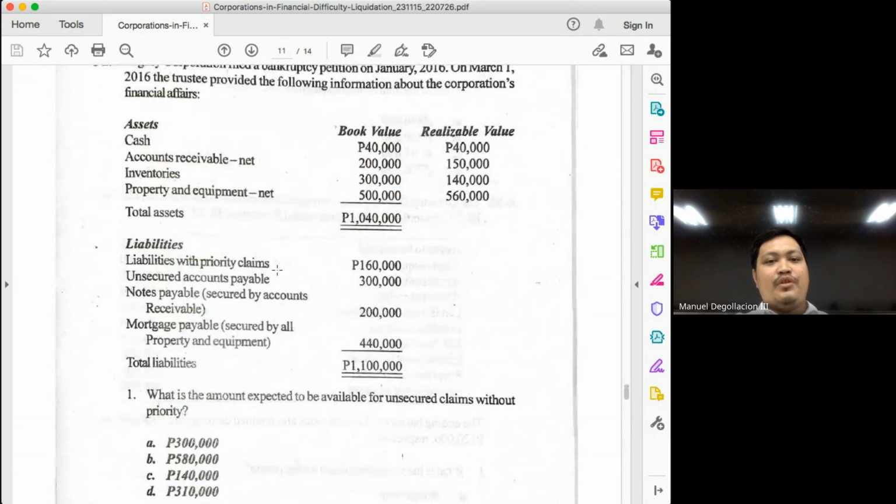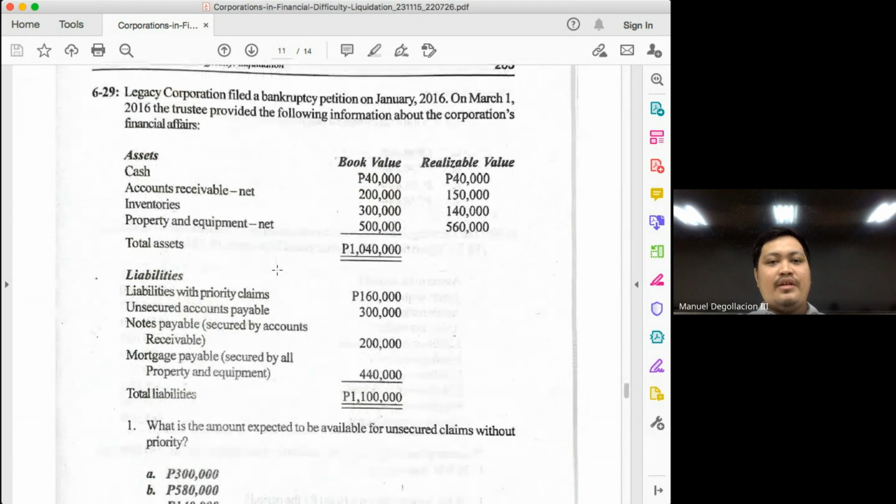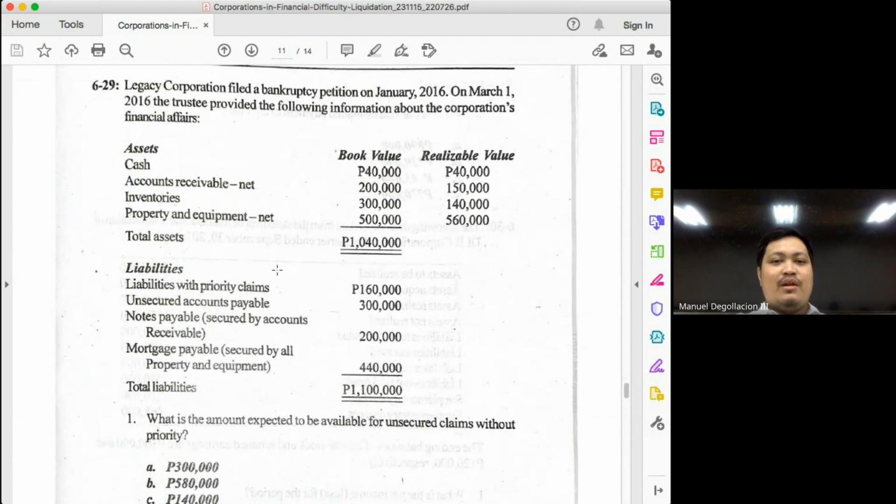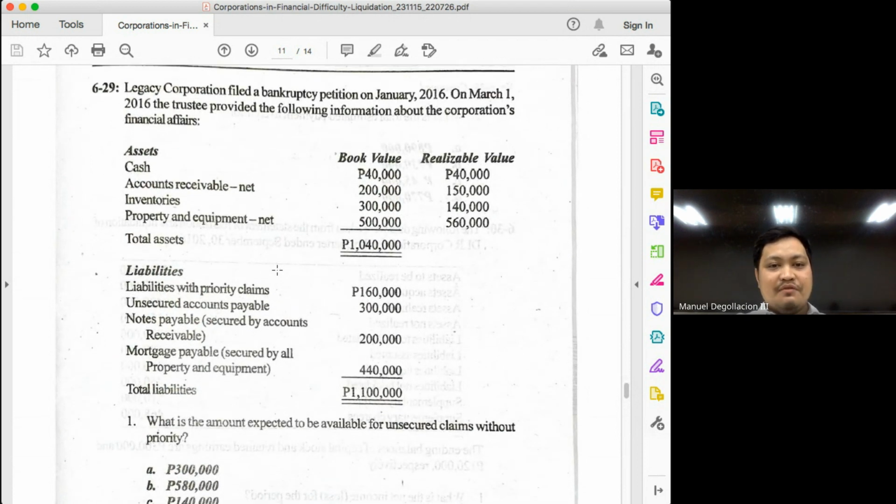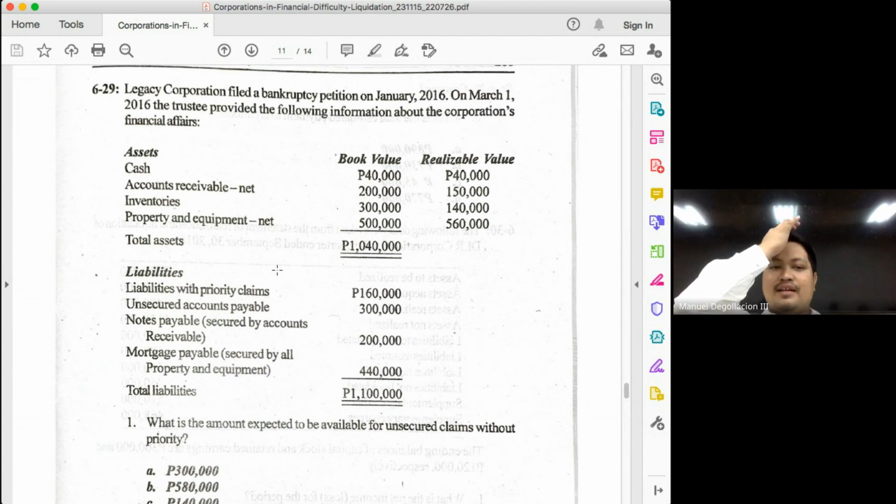First would be to start with your free asset. Let's identify which asset here is free. Cash is normally free, class. Accounts receivable, is it used as a security? Yes. It is used to secure your notes payable. Okay, so we will not include that in our starting point. Inventories, it's a free asset. Property, plant, and equipment, it's not a free asset because it is used as a security for your mortgage payable. So we have two free assets, our cash and our inventory.